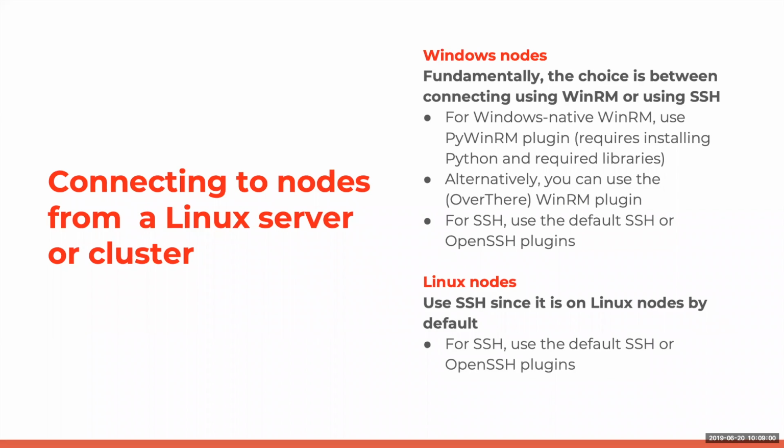If you're connecting to nodes from a Linux server, for your Windows nodes, you wouldn't be able to use the PowerShell plugin, but you could use either of the other WinRM plugins. The preferred plugin is probably the Python WinRM plugin. And alternatively, you could use the WinRM plugin, which uses the over-there libraries. Again, you'd have the option to use SSH for Windows as well as for Linux.